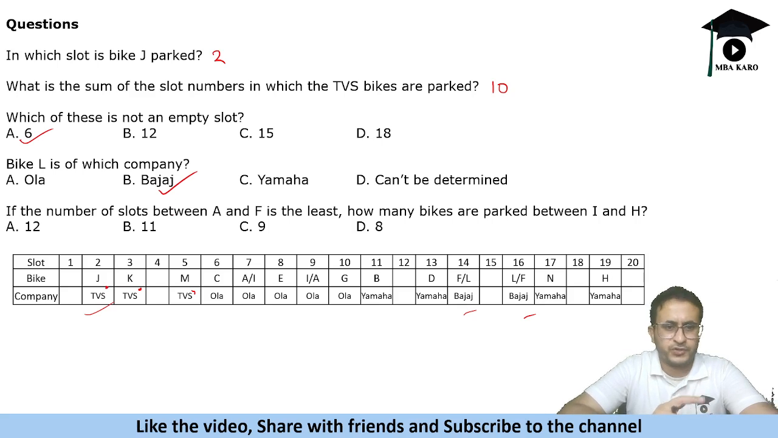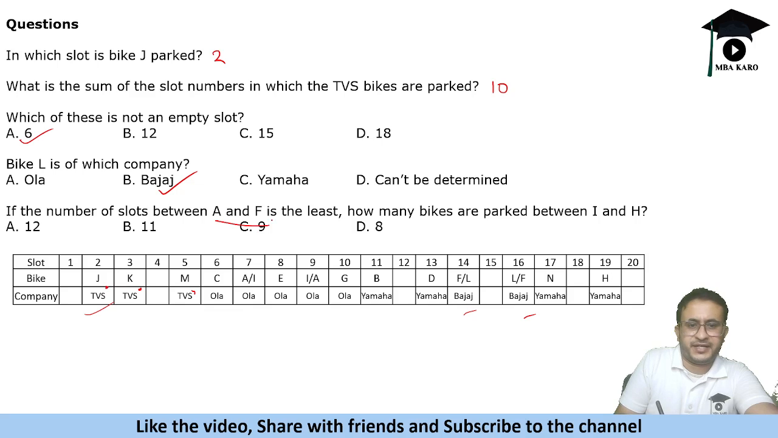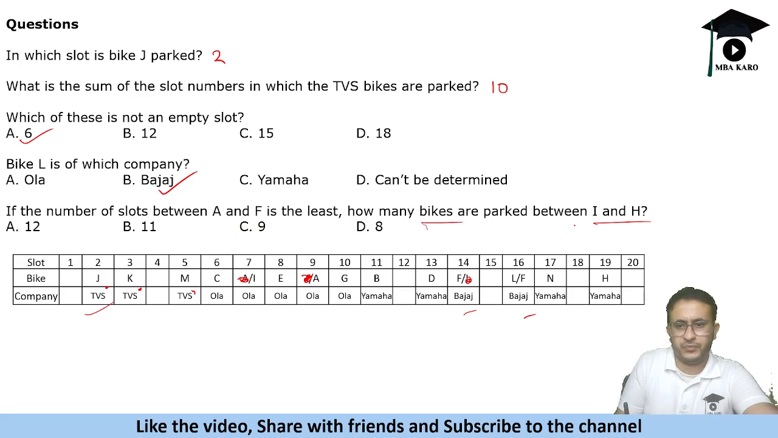If the number of slots between A and F is the least, how many bikes are parked between I and H? So A and F is the least, that means they are close by. So what it means that we will take this as A and we will take this as F. Okay, now we have to tell how many bikes are between I and H. So this means this will be I. So we need to find the number of bikes between I and H.